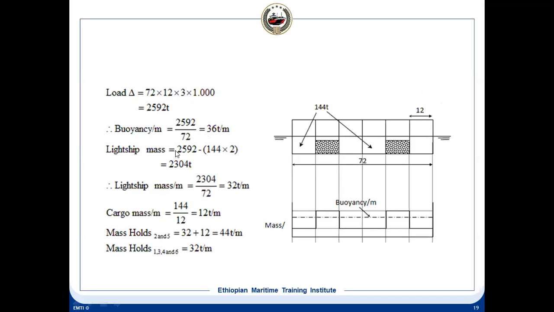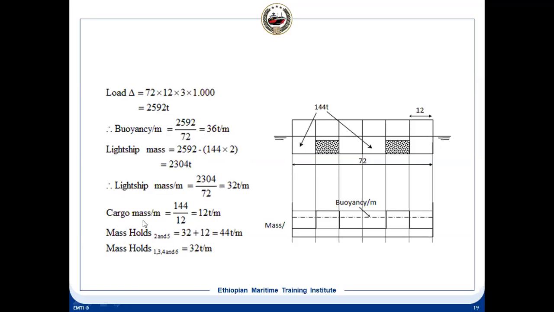And then light ship mass, how will you calculate? 144 multiplied by 2 is added, minus that. This is the light ship weight. And light ship mass per meter, we can find out by dividing by the total length.